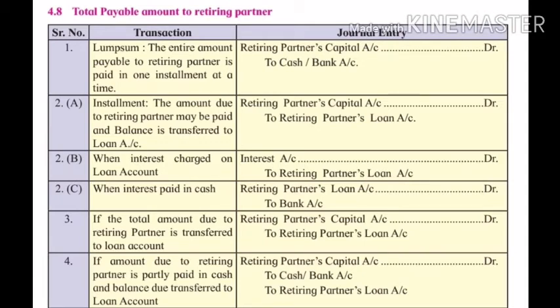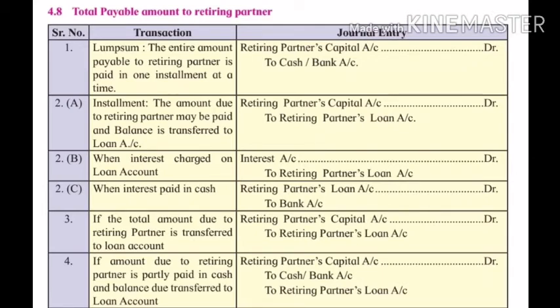So the very first method is the lump sum method. What is the lump sum method? We are giving the full amount which the retiring partner contributed in our business, and we are giving all the amount to the person at one time. So that's called lump sum. At one time we are paying all the amount which he has contributed in our business.